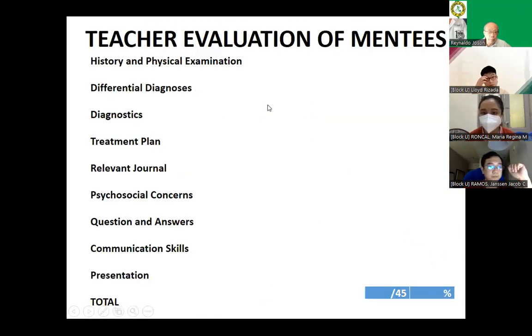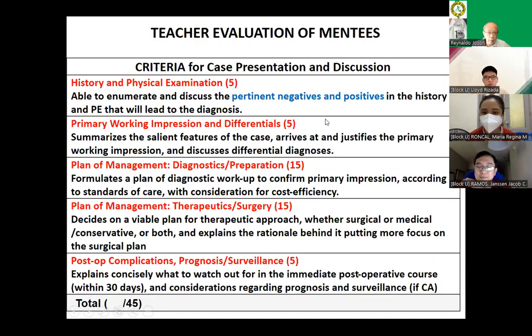Now, Sandra gave me this list of the evaluation of the mentees. So it's quite general. I'll be focused on this one. So I will be evaluating your history and physical examination. As I said, pertinent negatives and pertinent positives. And then primary working impressions with differentials. Summarize the salient features of the case, arrive and justify the primary working impression, and discuss the differential diagnosis. Usually the differential is just one or two. I'm not a fan of a long list of differentials.